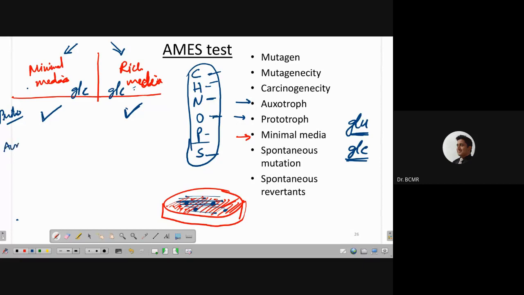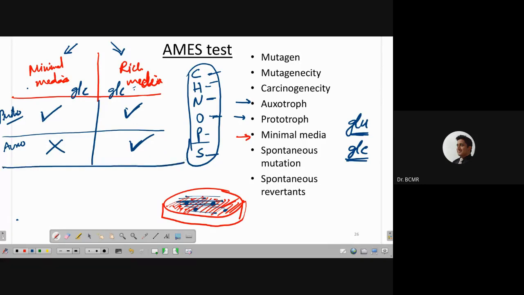What about auxotrophs? You serve the breakfast, they're happy, they will eat. Analogy, take it that way. But if you give minimal media, then they don't have one or more of the capacities to make what they require to grow and divide into two cells. So they fail to grow in this. They cannot make the food ready for themselves. You have to provide ready-made food for auxotrophs, because they have a deficiency in one or more of the genes.